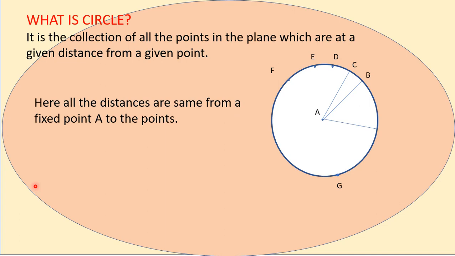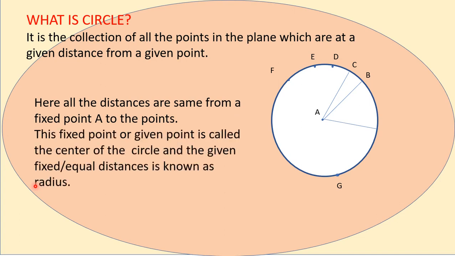Here all the distances from a fixed point A to all the points are the same. So this fixed or given point is called the center of the circle, and the given fixed or equal distance is known as the radius.